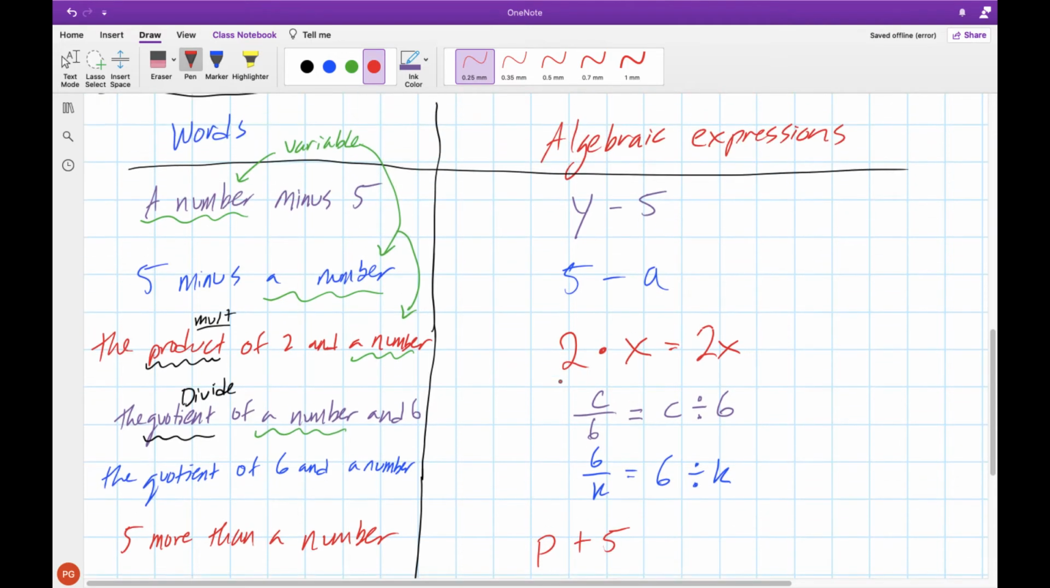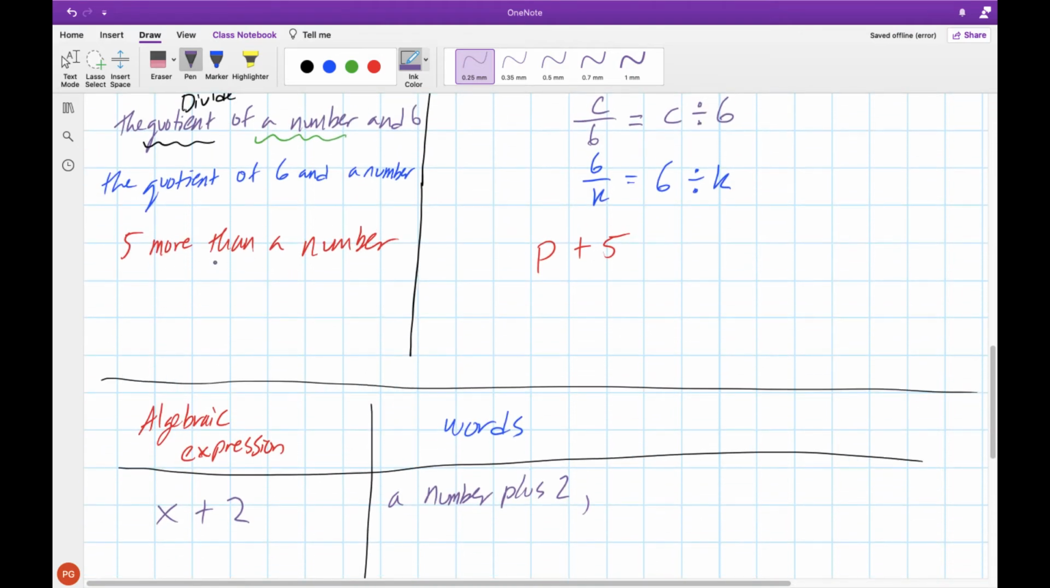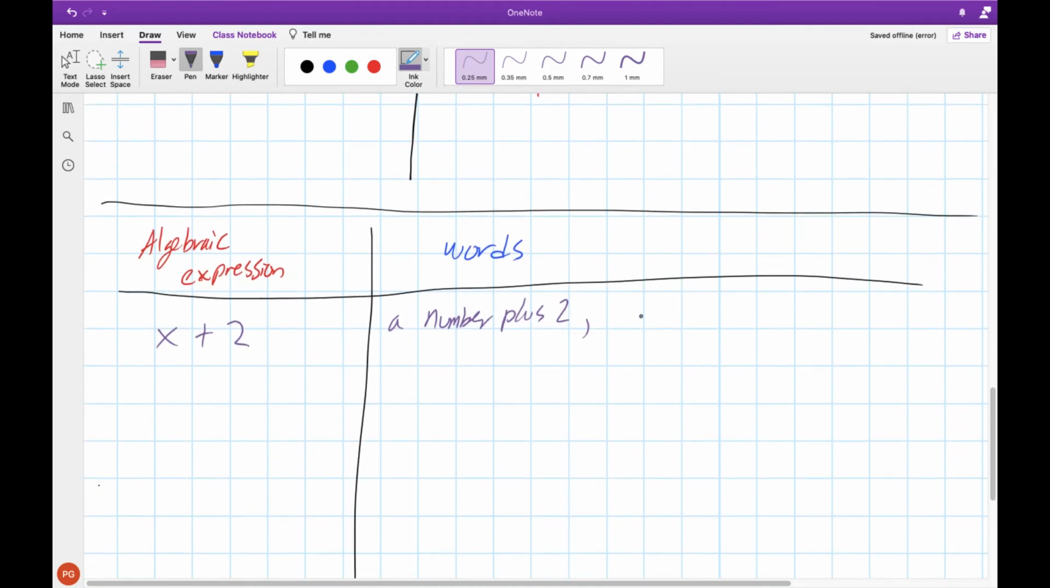So these are some of the examples where we might start off with a word statement and turn it into an algebraic expression. What if we wanted to go backwards? What if we started with something like x plus 2 and we wanted to imagine what sort of word statement we could use to describe this situation, some mystery number plus 2. We could write a number plus 2. That's one way we could describe this algebraic expression. But it's not the only way. Like we saw above, another way for talking about adding is saying something's more. So we could also say 2 more than a number.